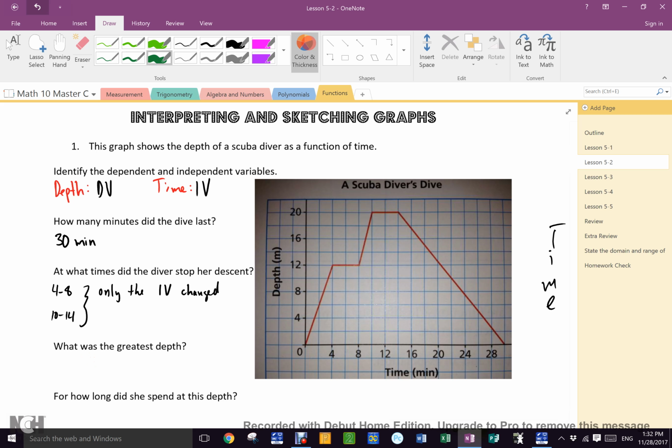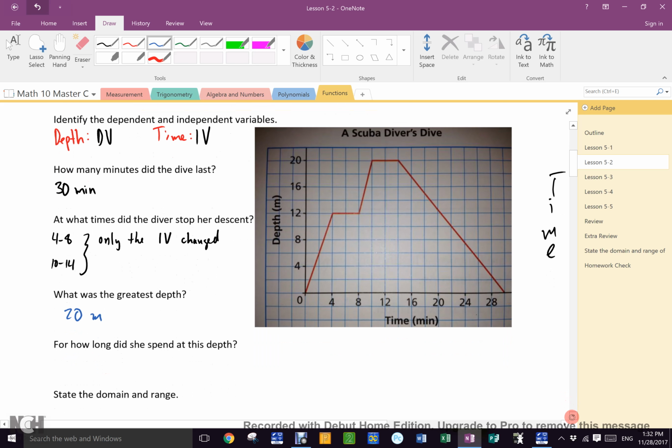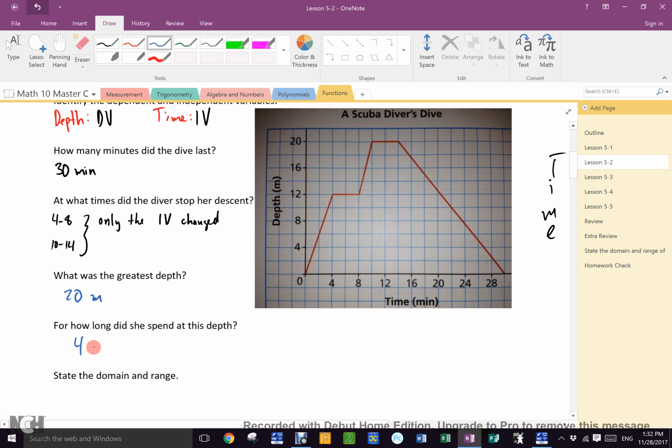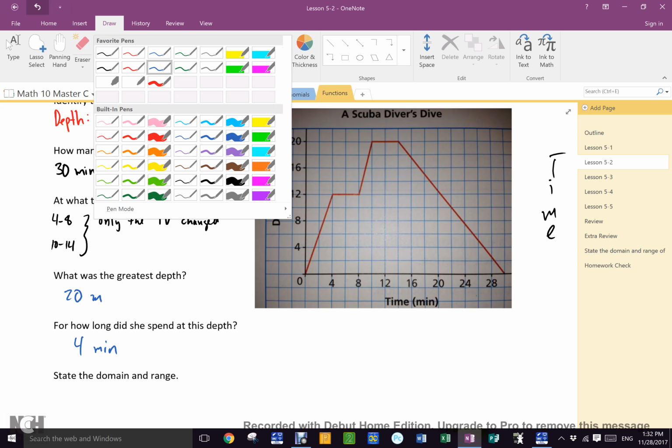What was the greatest depth which she attained? 20 meters. And how long did she stay at that depth? 4 minutes. Now, let's see if you have indeed learned something. What is the domain and range of this relationship? Wait, that was the wrong word, because this is indeed a function, isn't it? So, what is the domain and range of this function? Go.